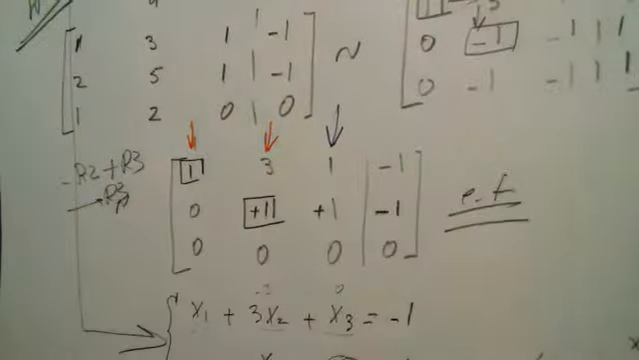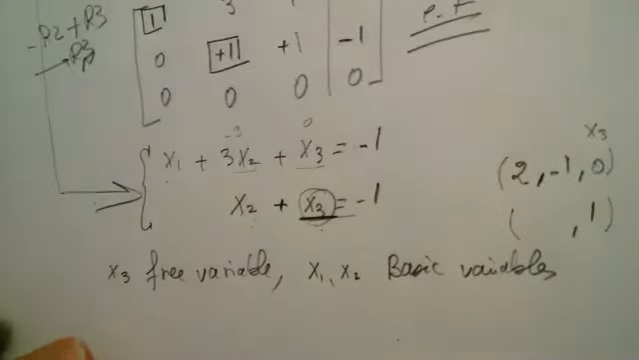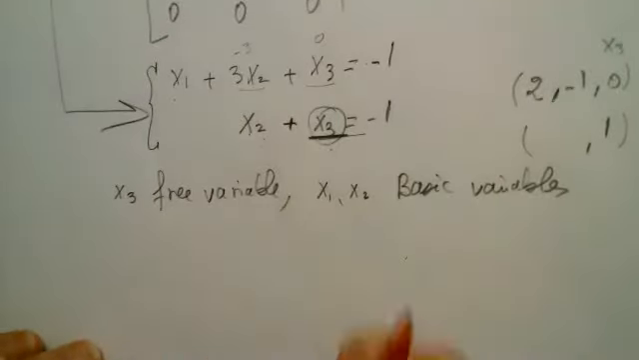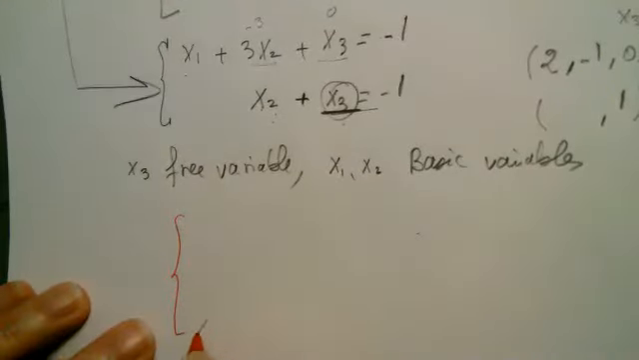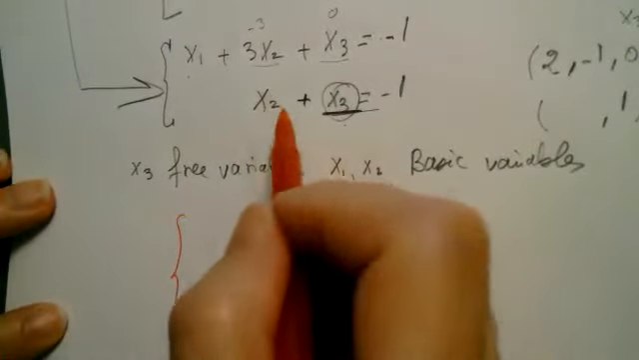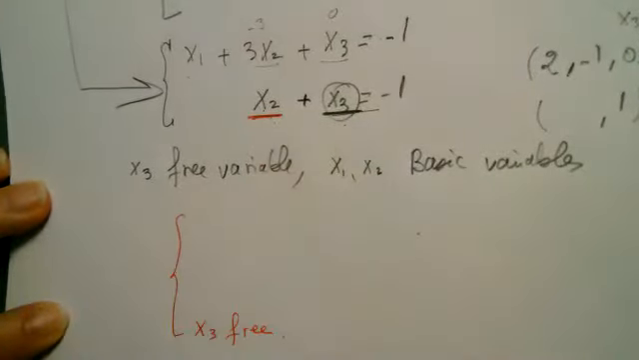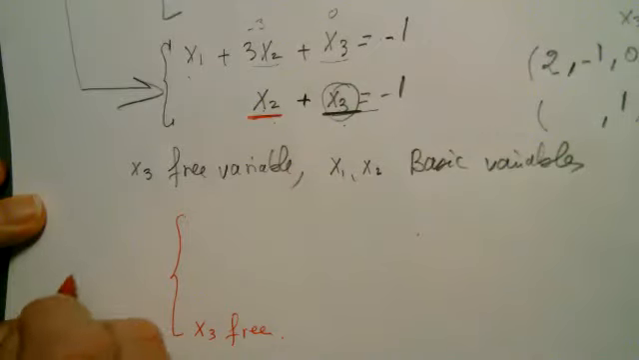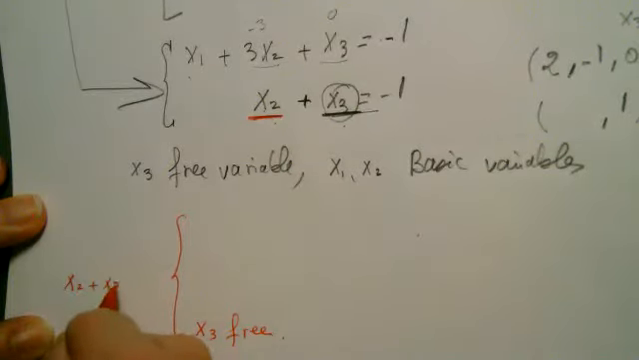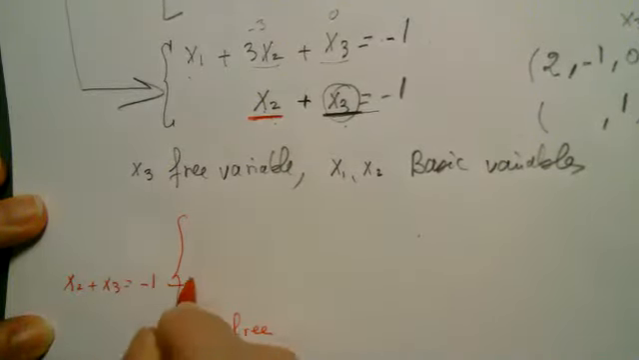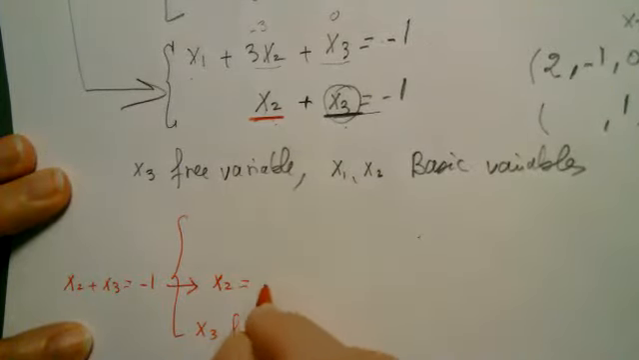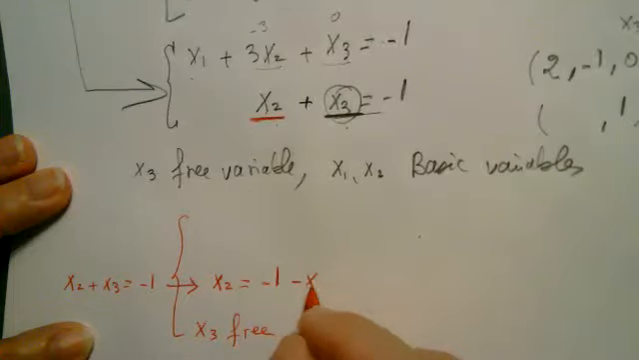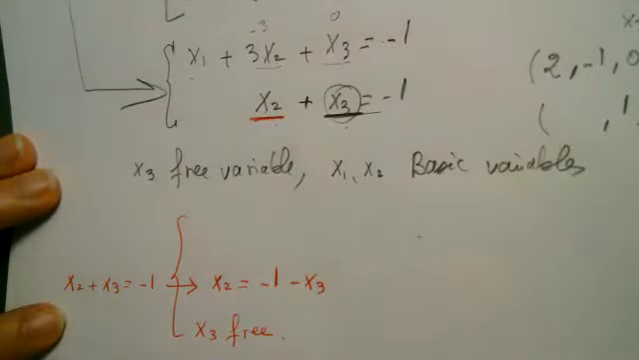Now I will express all the solutions in terms of the free variable. What do I mean by that? I mean the following. x3, I call it free, always. Then I need to solve for x2 in terms of x3. So I'm using back substitution. I have x2 plus x3 equals -1. I need to solve for x2. That means x2 would be -1 minus x3. That's how we're going to write the solution.